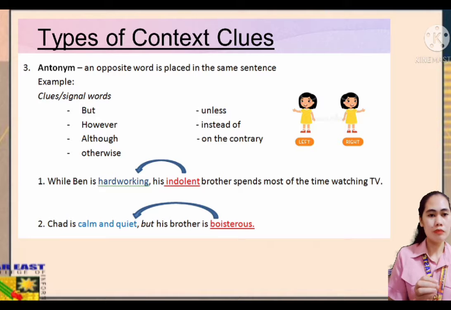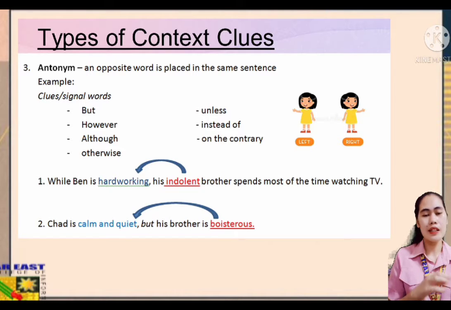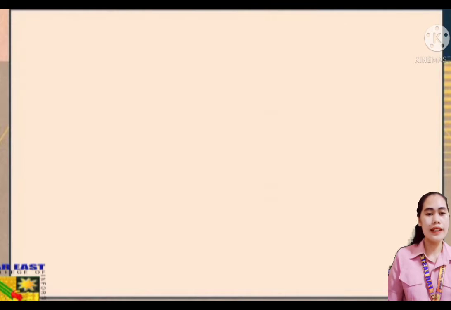Okay? Next example natin is, Chad is calm and quiet, but his brother is boisterous. So, unfamiliar word, si boisterous. Opposite meaning niya is yung calm and quiet. Okay? So, next natin, example.